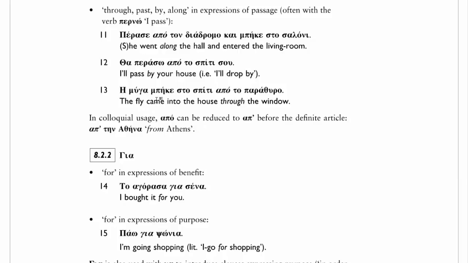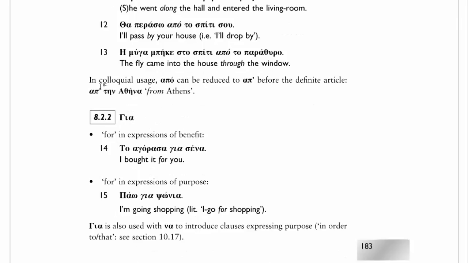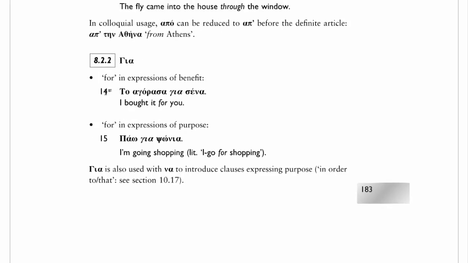Η μύγα, again, μπήκε στο σπίτι από το παράθυρο. Παράθυρο. The fly came into the house through the window. In colloquial usage, από can be reduced to απ' before the definite article. Απ' την Αθήνα, from Athens.